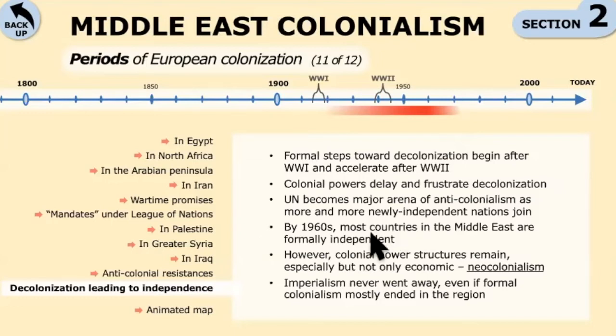And by the 1960s, most countries of the Middle East were formally independent. However, even after independence, some colonial power structures remained across the region and remain to this day, especially but not only economic structures. And we call this neo-colonialism. Not formal or direct colonialism, but informal and indirect forms of influence and control, and sometimes overt military interventions. So imperialism never really went away, even if the formal periods of colonization mostly came to a close.